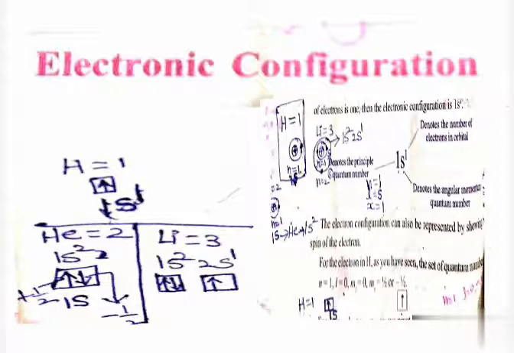N is equal to 1. L is equal to S. X is equal to 1. Okay, 1s1. That is the electronic configuration of hydrogen.